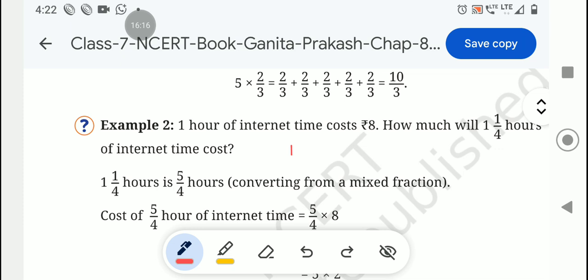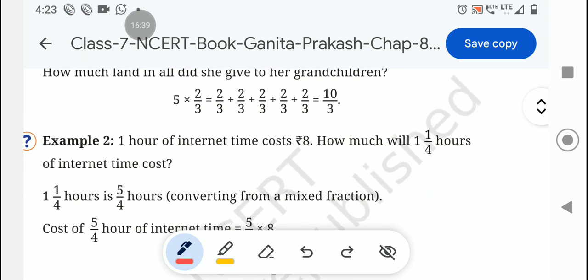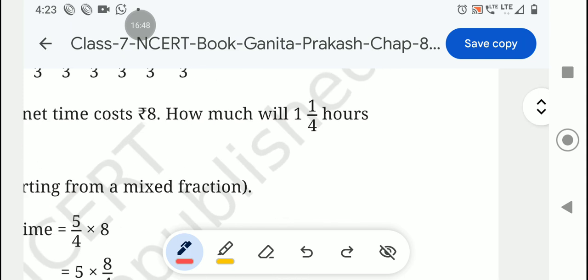So 1 by 4 into improper, how much will you get? 4 ones are 4 plus 1, 5 by 4. Okay, 5 by 4 is the answer. Now what do you have to do? 8 into 5 by 4 you have to do. See, in case you don't know what to do, multiplication only you have to do, but you don't know which to multiply. Then you have to take the cross multiplication method.